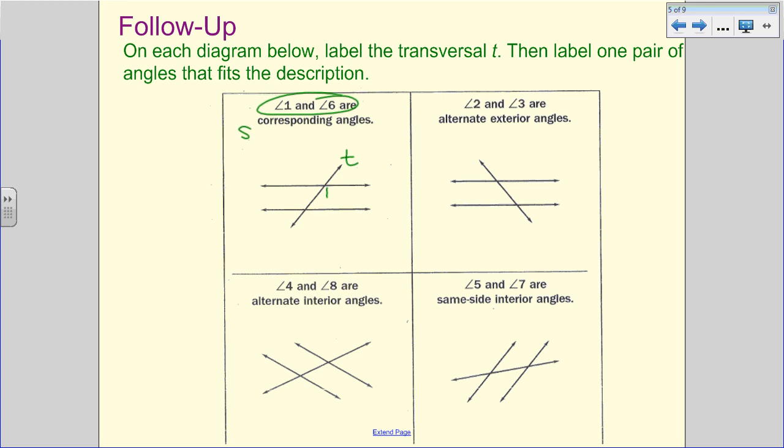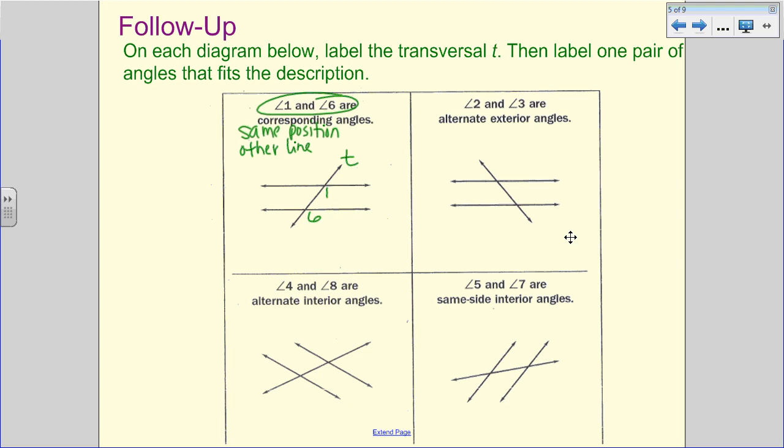Corresponding means same position, other line. All right, so I am below and to the right. I need to be below and to the right. So here's where angle 6 can go. There's tons of corresponding angles we could have put on there. We could be above and to the left. We could be above and to the right. There's 4 different pairs we'd be able to have. This is the first one.